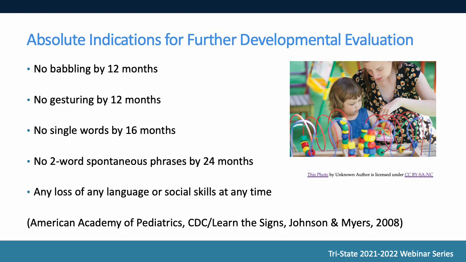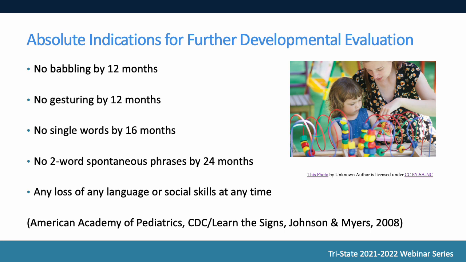So, the American Academy of Pediatrics, as well as the Learn the Signs campaign from the CDC, have indicated specific things to look for across a young child's development that would signal the need for a developmental evaluation. Many of you are probably familiar with these, but I wanted to make sure that you had them. So, if a child is not babbling, engaging in vocal play by 12 months, we want to screen their overall development. If we don't see gesture use, such as holding up arms to be picked up, waving, pointing, by 12 months, we'd like to evaluate.